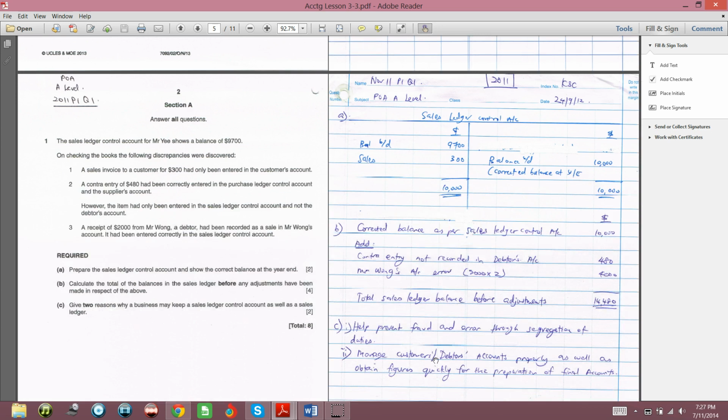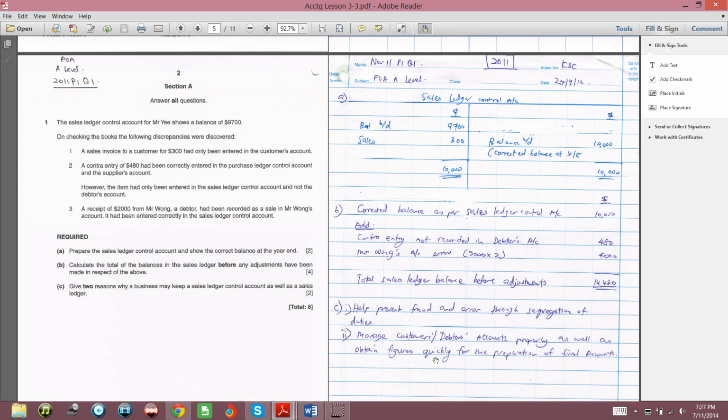Okay, so now we come to this one. This question came out in 2011, paper 1, question 1. The sales ledger control account for Mr. Yi shows a balance of 9,700. A says prepare the sales ledger control account and show the correct balance at the year end. So now, without thinking too much, I read what the question wants. Prepare the sales ledger control account. So that means prepare the debtors control account and show the correct balance at the year end.